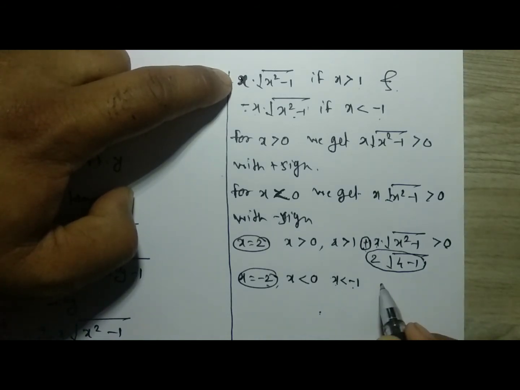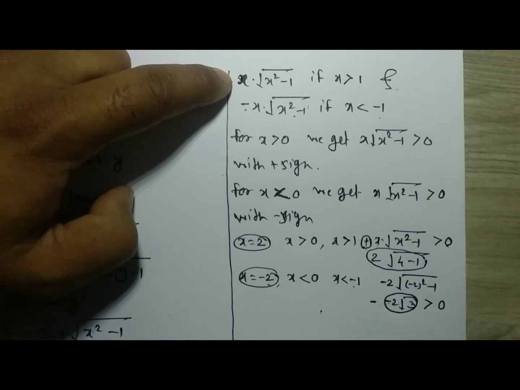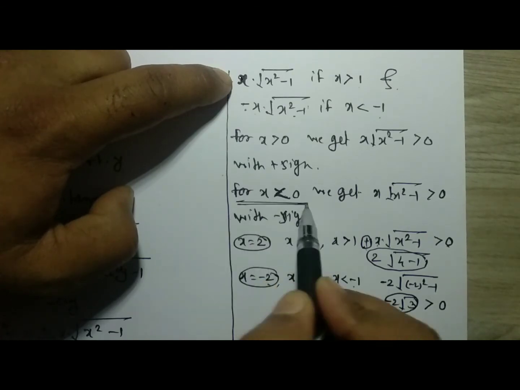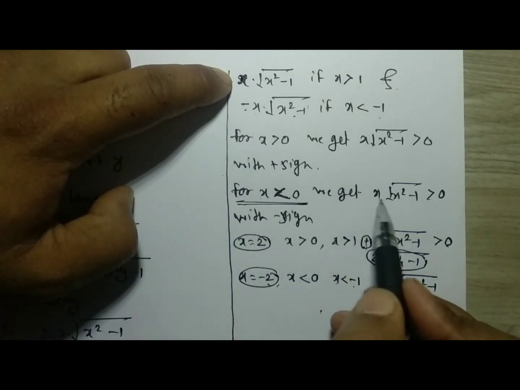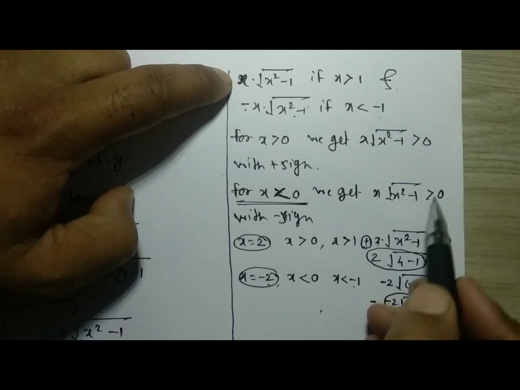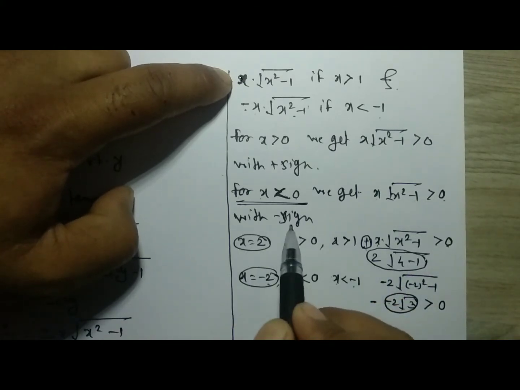We will get the consideration of x equal to minus 2 and inside the square root of (minus 2) square minus 1, that means you will get minus 2 into square root of 3. This value is less than 0, but with the minus sign, minus into minus becomes a plus and it becomes greater than 0. Therefore you will get this second one. For x less than 0, we will get x into square root of x square minus 1 is greater than or equal to 0 with the negative sign.